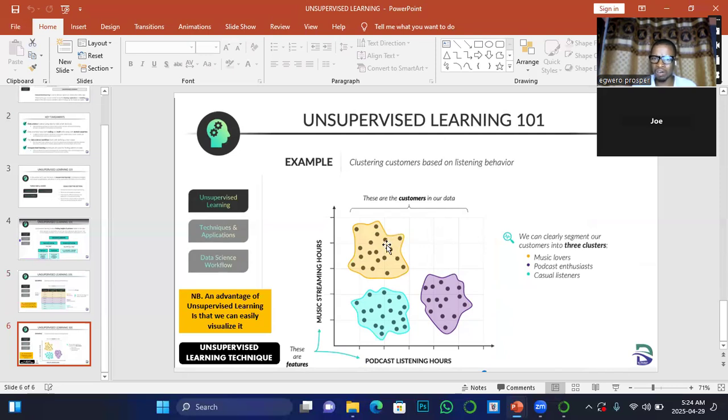Now you can see it here. These are the three clusters that we have there, and these are the legends. The legends help us to interpret our visualizations.